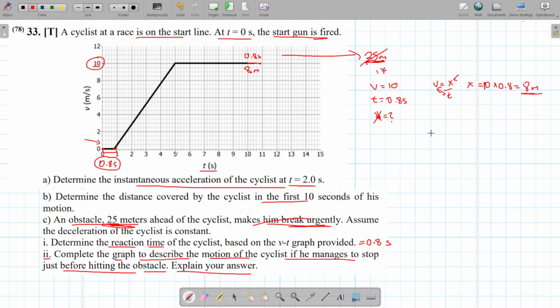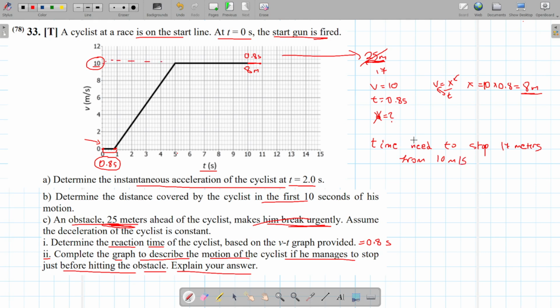The way they did it in the solution, in terms of what line to draw, is they calculated the time. So what's the time needed to stop 17 meters from 10 meters per second? Because remember, we're at 10 meters per second.